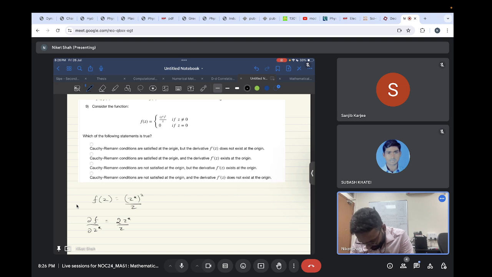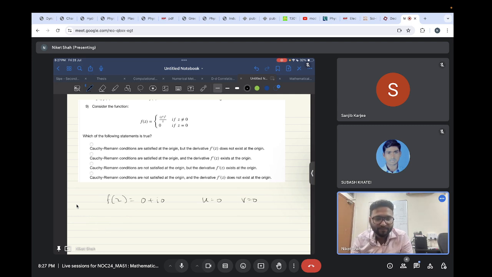Cauchy-Riemann conditions, in that case Cauchy-Riemann conditions are satisfied at the origin, right? Because at the origin the function value is just f of z is equal to 0 plus i0. So u is equal to 0 and v is equal to 0. So of course Cauchy-Riemann conditions are satisfied at origin exactly. But now they're asking the question that the derivative f prime of z does not exist at the origin.